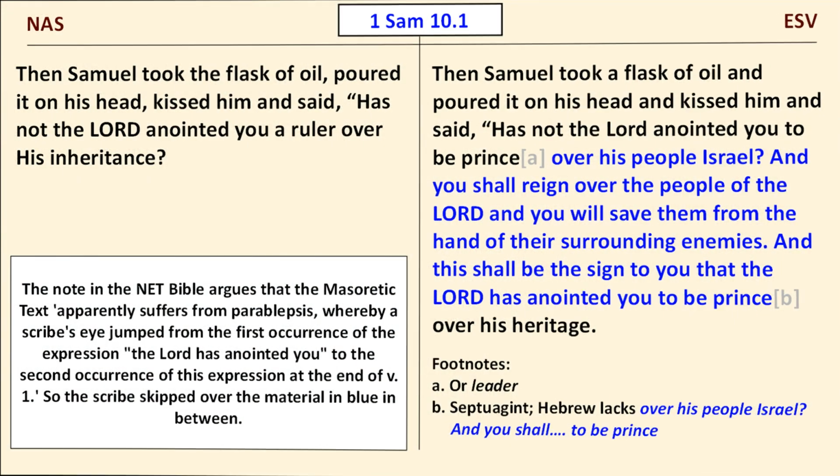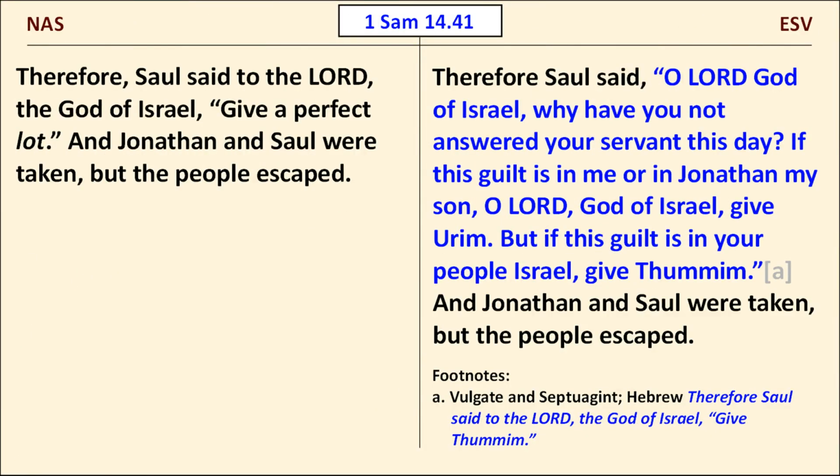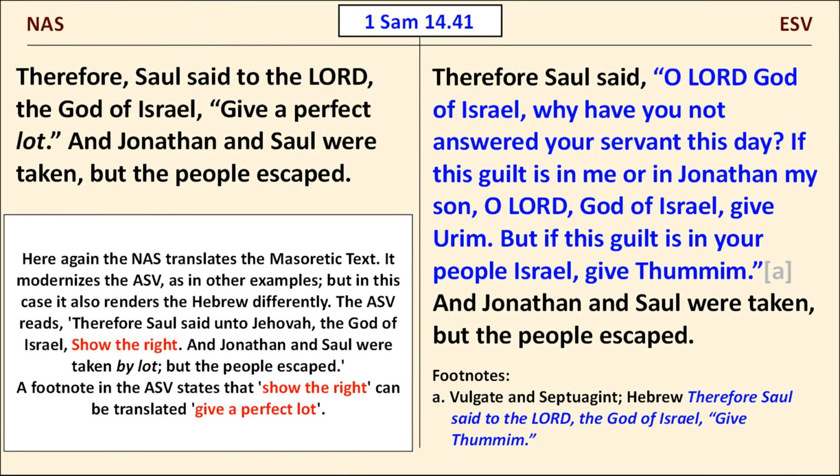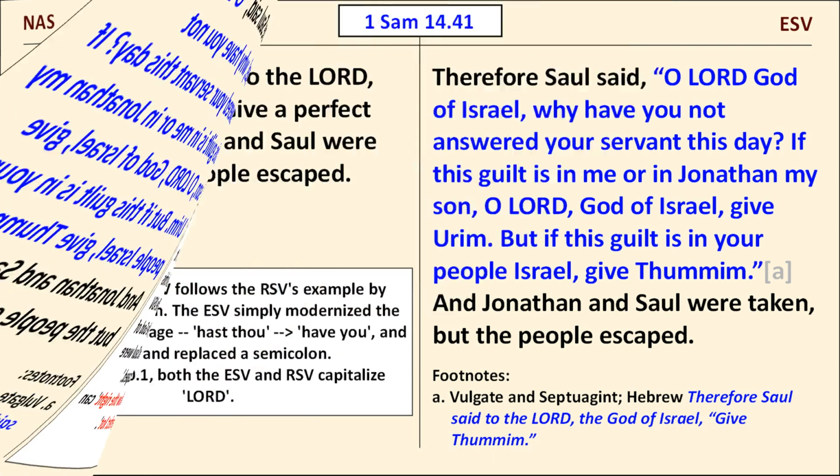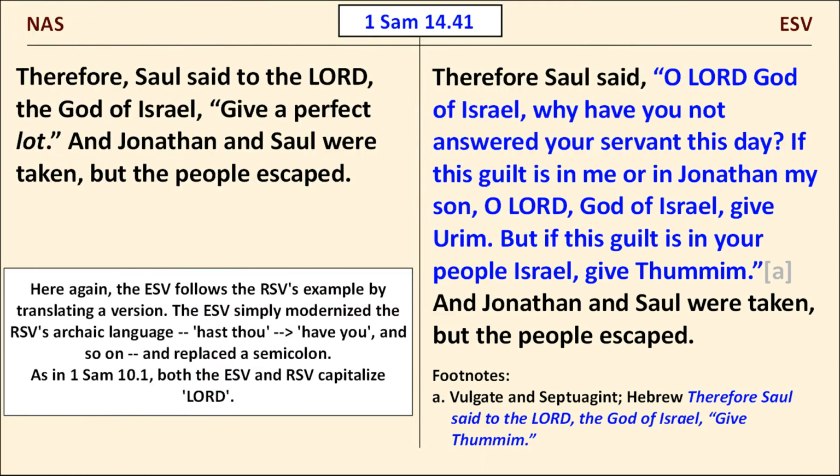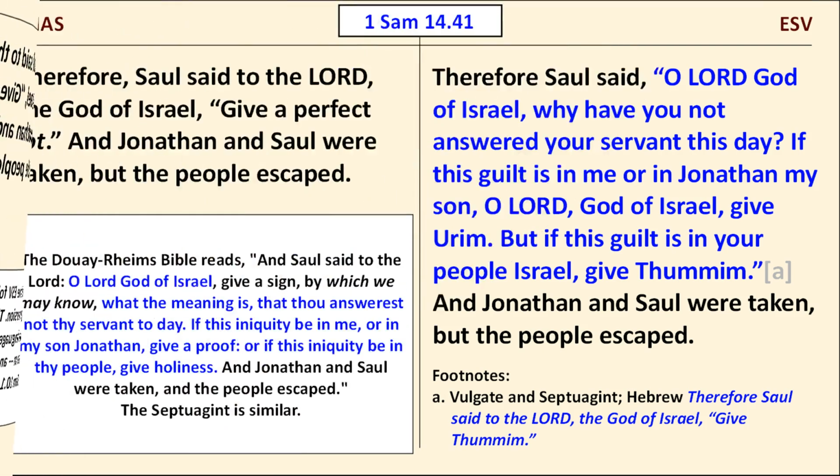copying process. In 1 Samuel 14:41, we see another instance where the ESV text is considerably longer than that printed in the NAS. The NAS is shorter because it translates the Masoretic text, which is shorter. The ESV follows the RSV's example in translating an ancient translation, in this case material from the Latin and Greek. I show here this passage in the Latin-based Douay-Rheims Bible to display its similarity to the ESV.